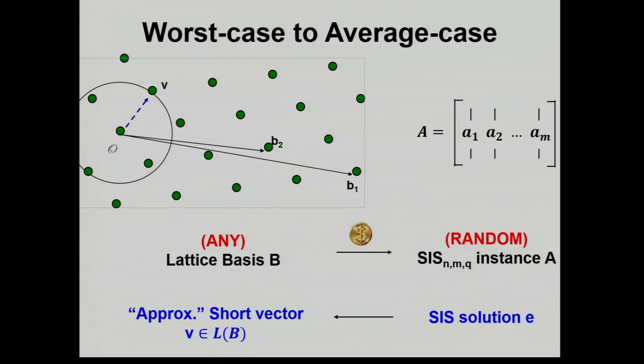This is the goal. How do I take any lattice basis and come up with one distribution, a uniform distribution on n by m matrices, such that if you solve this on the average, I can go back and find short vectors on any lattice? That's really the core here.